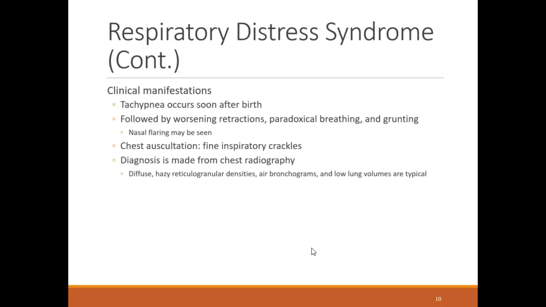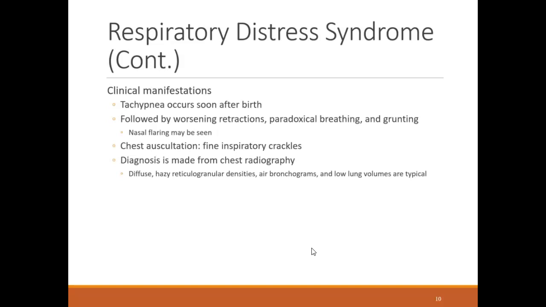Tachypnea is usually the first sign that you're going to see. The patient's going to be breathing rather quickly. Then you're going to see other signs of increased work of breathing, like retractions, paradoxical breathing, grunting. You can also see nasal flaring. Typically on auscultation, we're going to hear fine inspiratory crackles. Again, fine inspiratory crackles indicate atelectasis, the opening and closing of those alveoli.